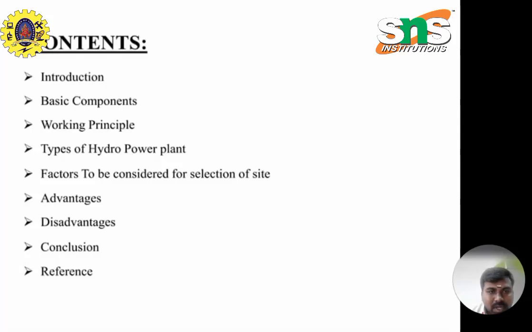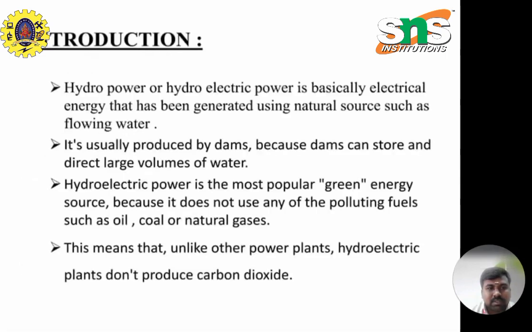I will be going in this order: introduction, basic components, working principle of hydroelectric power plant, types of hydro power plant, factors to be considered for selection of site, and advantages, disadvantages, conclusion, and reference. So hydro or hydroelectric power is basically the electrical energy that has been generated using a natural source such as the flowing water. Here the source of energy is the flowing water from the dam.